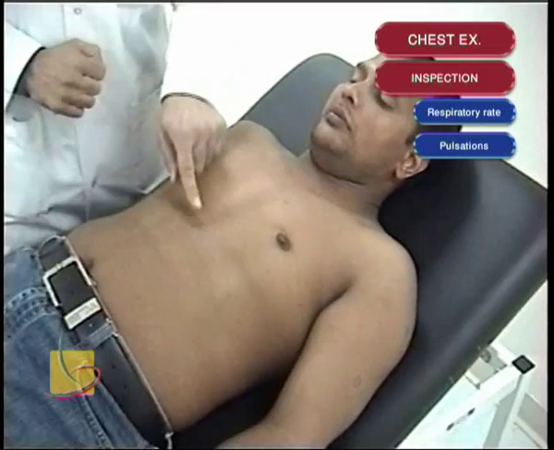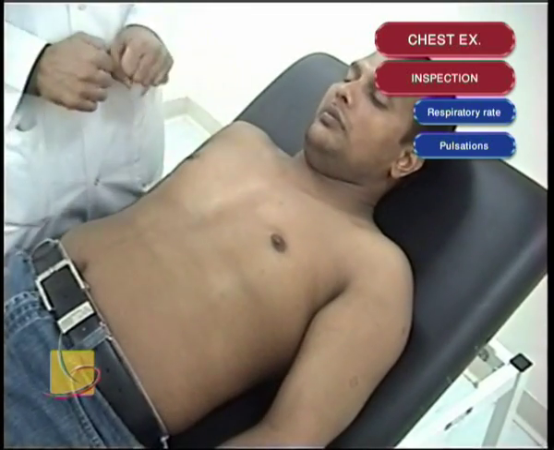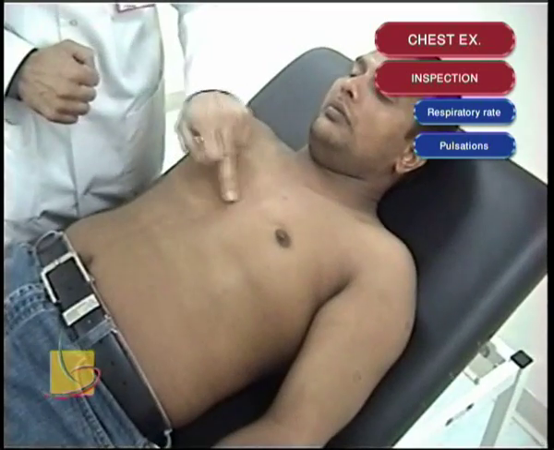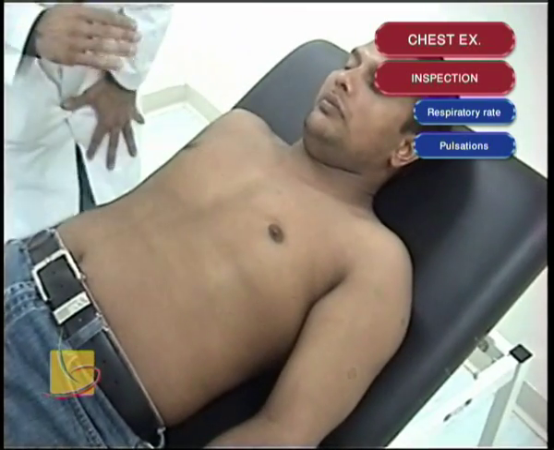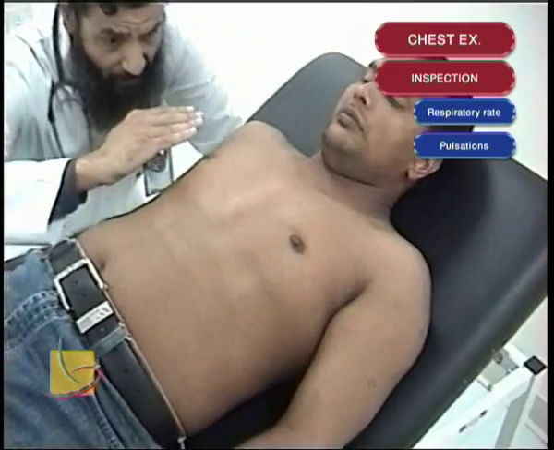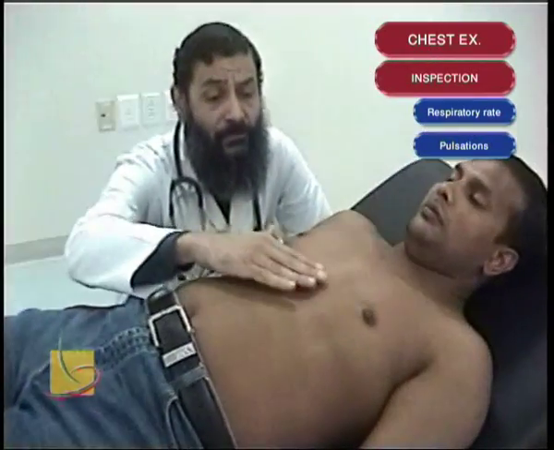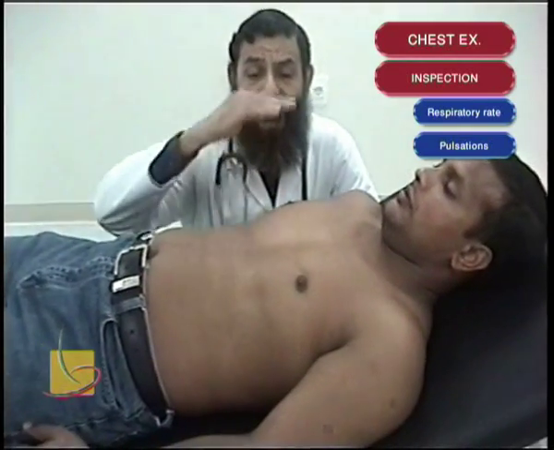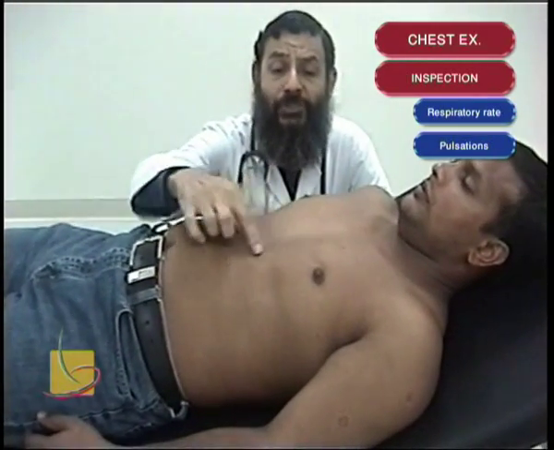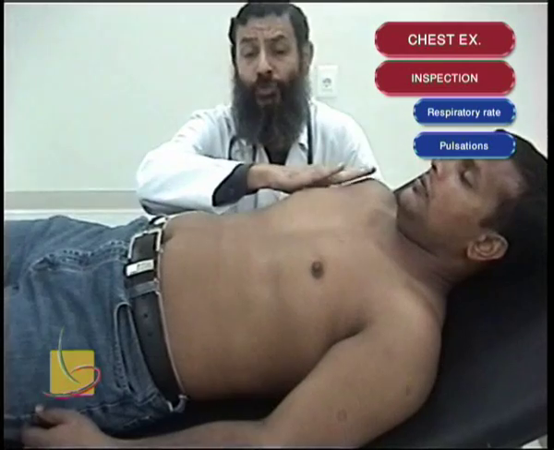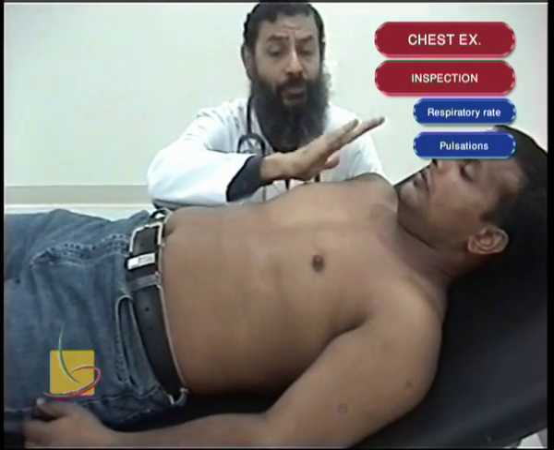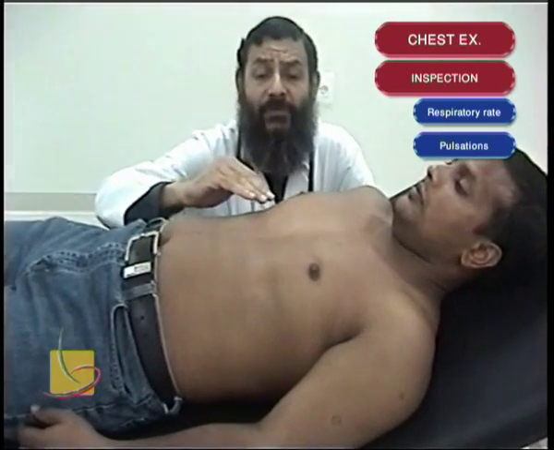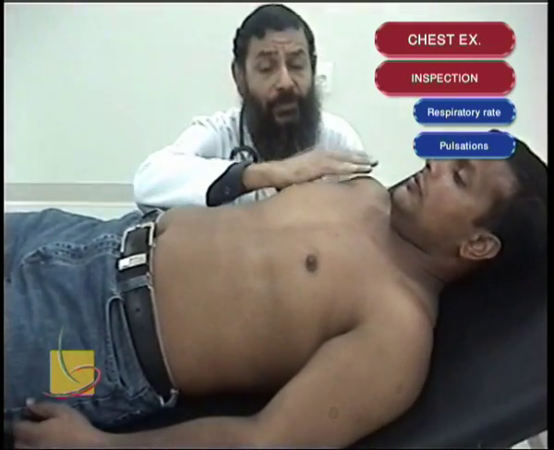But you have to look for other signs of right ventricular enlargement. That is the so-called parasternal pulsation, just to the left of the sternum. You look carefully and you keep your eyes at the same level of the anterior part of the chest, or the same level as the sternum, and look for any pulsation on the left side. You may ask the patient to hold his breath. Please hold your breath for some time and look carefully. If there is parasternal pulsation, you will see it. Okay, you can breathe now.